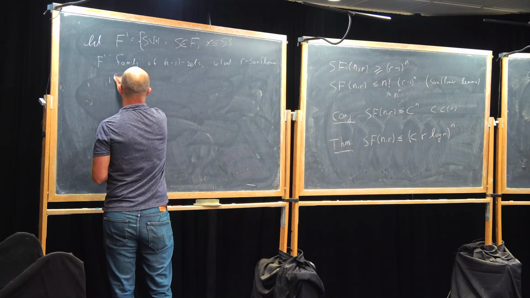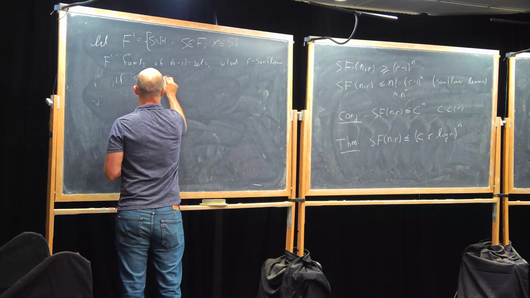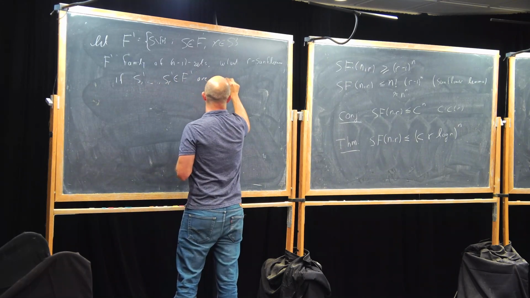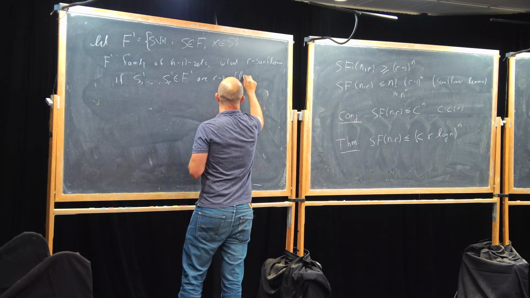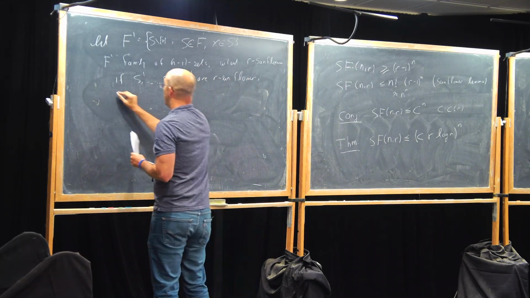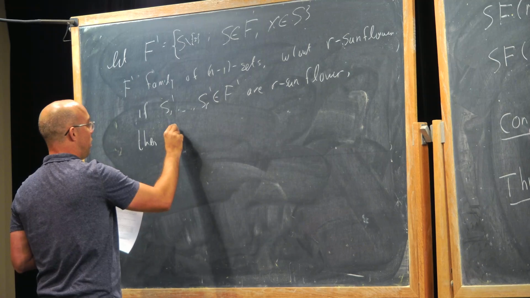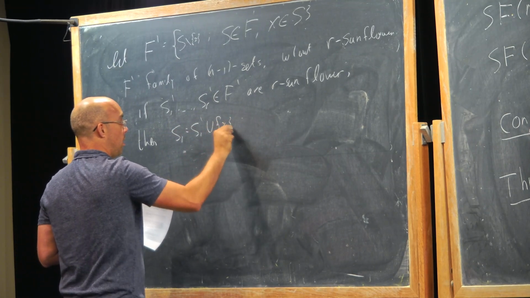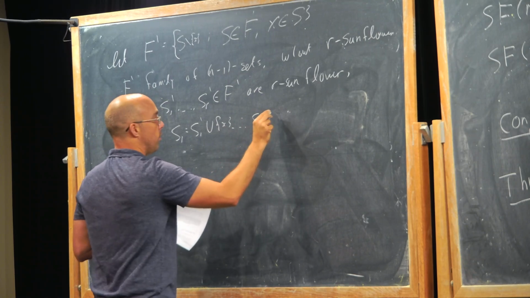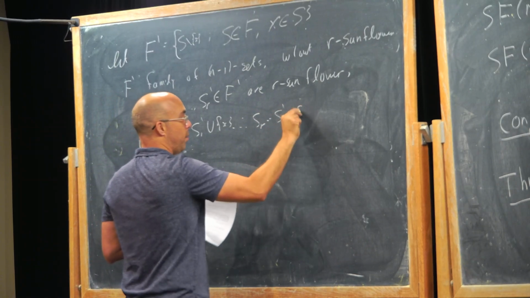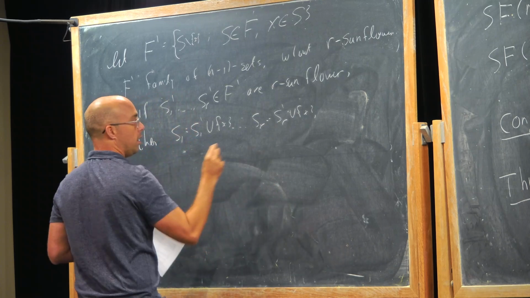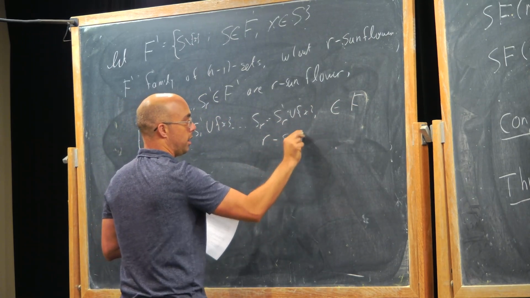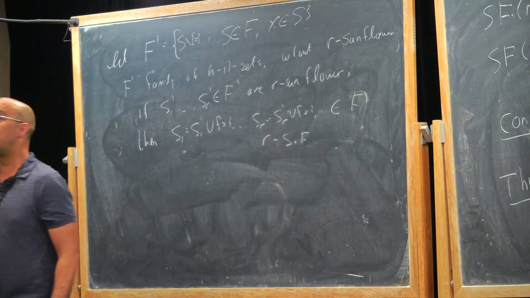So if S1 prime up to SR prime in F prime are an R sunflower, then, if I add back into them S1, which is S1 prime union x, up to SR, which is SR prime union x, if I add back x to them, then they are inside F, and they are an R sunflower, which is SF for sunflower. Right? So this is the inductive case.